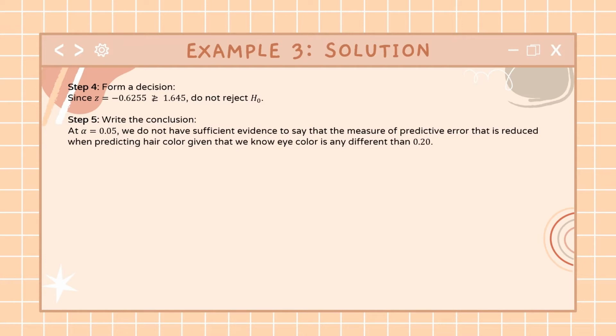Forming a decision, since z is equal to negative 0.6255 is not greater than or equal to 1.645, we do not reject the null hypothesis. And we write a conclusion that at alpha 0.05, we do not have sufficient evidence to say that the measure of predictive error that is reduced when predicting hair color, given that we know eye color, is any different than 0.20.